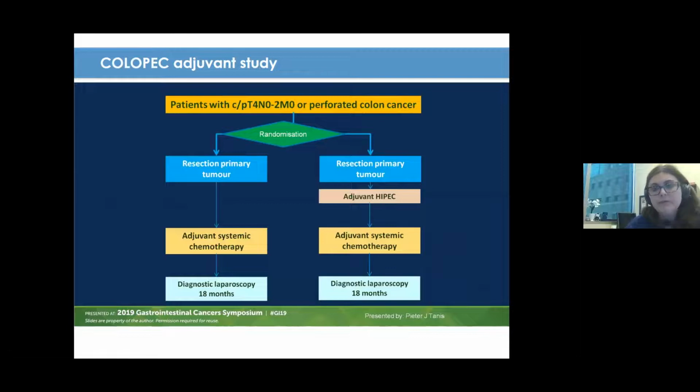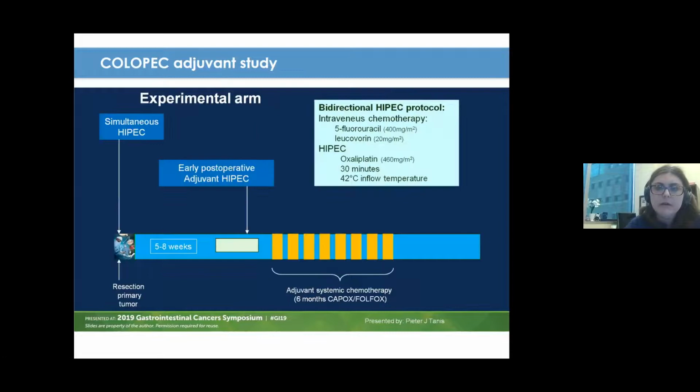Patients that were high risk for developing this, such as patients with T4 disease or M2 disease or a perforated colon, were randomized to the resection of the primary tumor versus the resection of the primary tumor plus HIPEC, and then their usual systemic treatment. And then after 18 months, they underwent diagnostic laparoscopies to see the results. And this is just a different way to show you the experimental arm.